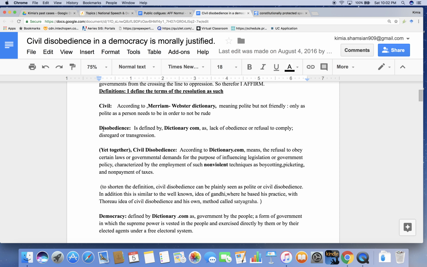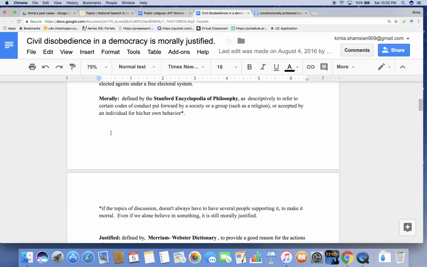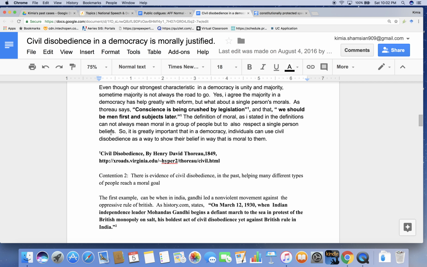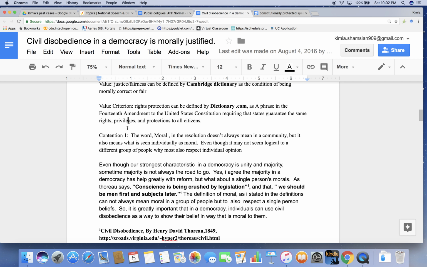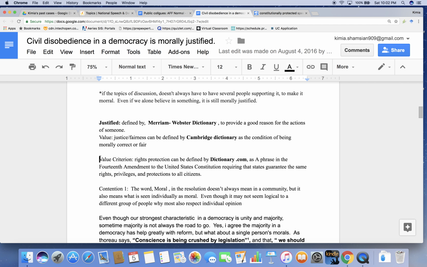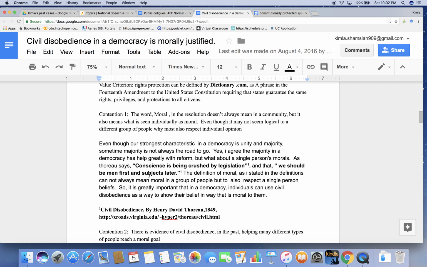So as you can see, I didn't underline any of the definitions. I didn't underline contention. See this contention 1? I don't even see that from here if you scroll really fast. I didn't underline value criterion. I couldn't see this from here. I didn't underline value or bold it. It's important to underline and bold.